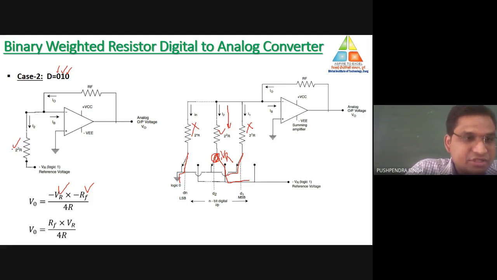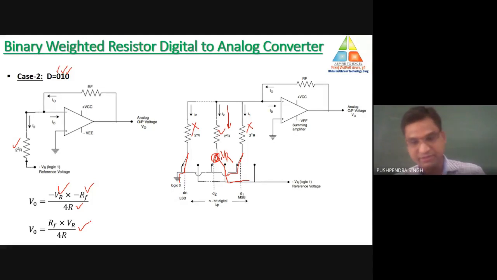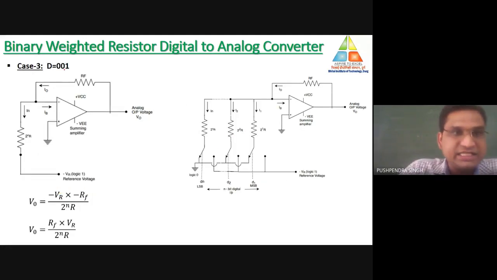Input resistance is 2 to the power 2R, that means 4R. So V0 is equal to RF, VR divided by 4. So that is the value of output. So simple. Now let us consider case number 3.